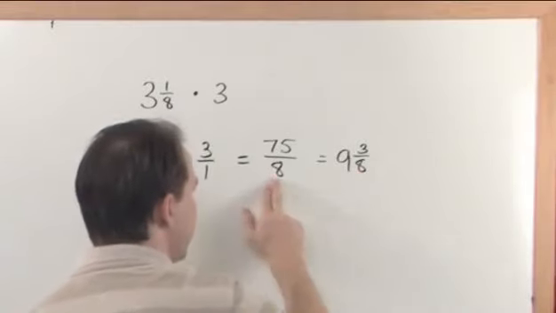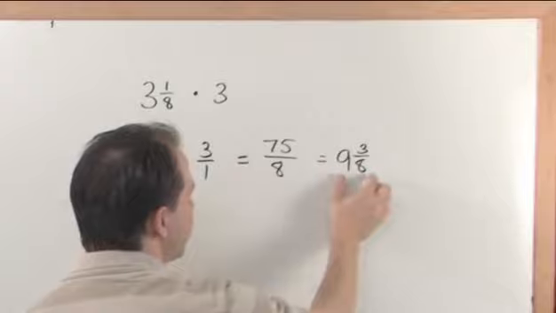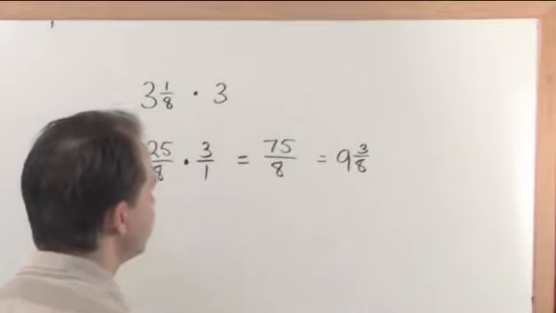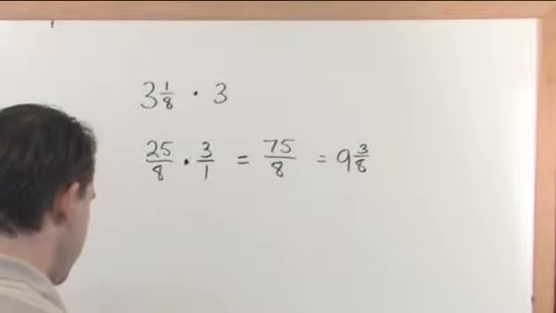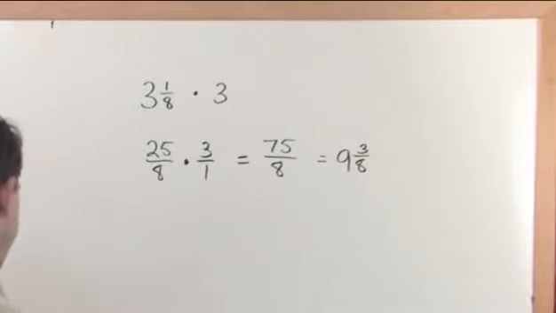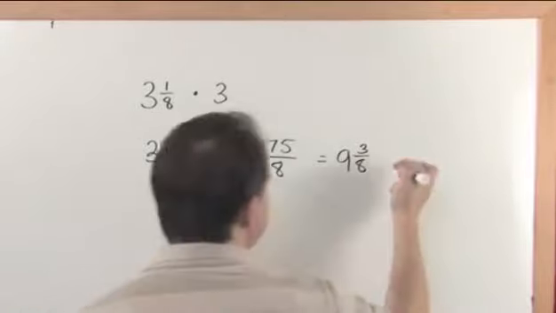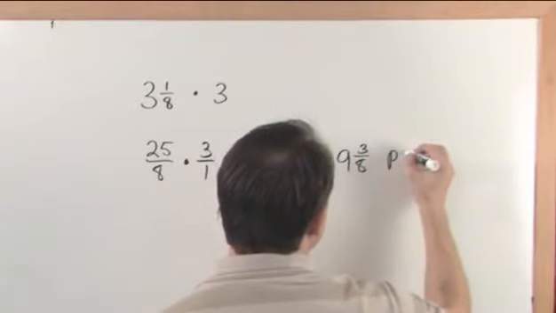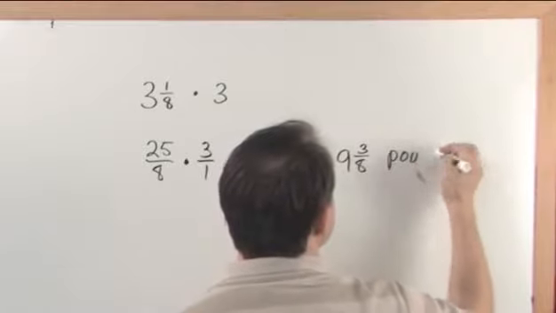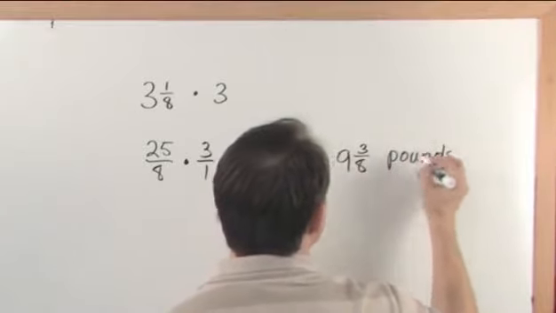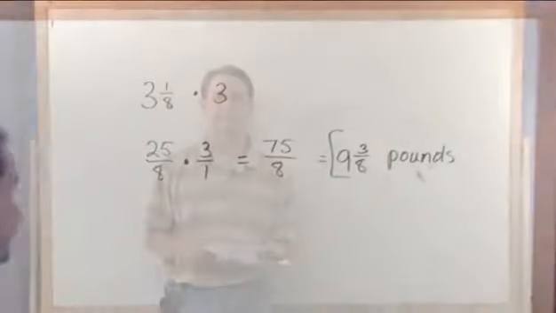Now, either one of these is actually correct, but most people on your test really want you to write it in this form. Okay, so the answer to the question is, if you had a box of peanuts that weighed 3 1/8 pounds, and you had 3 of them, then the entire thing would be 9 3/8 pounds. Okay, that would be the answer.